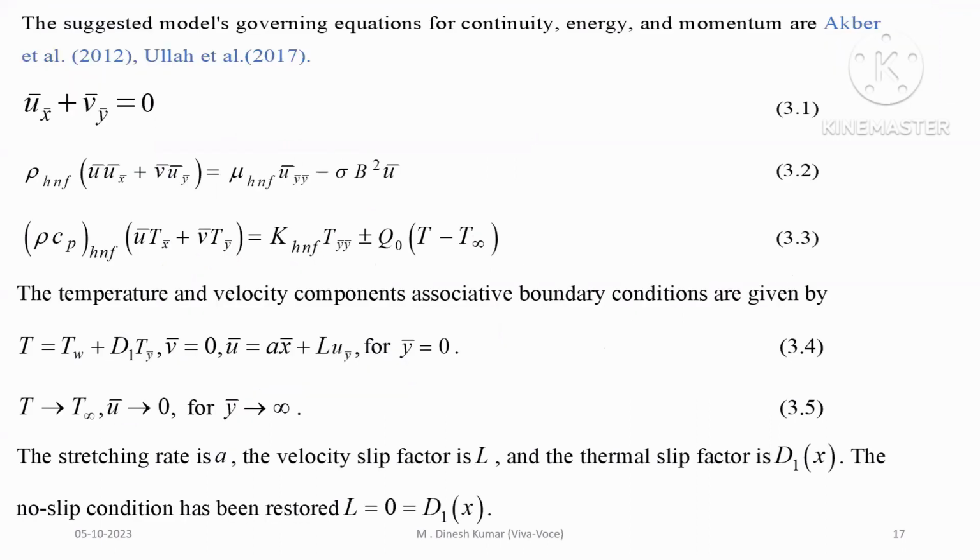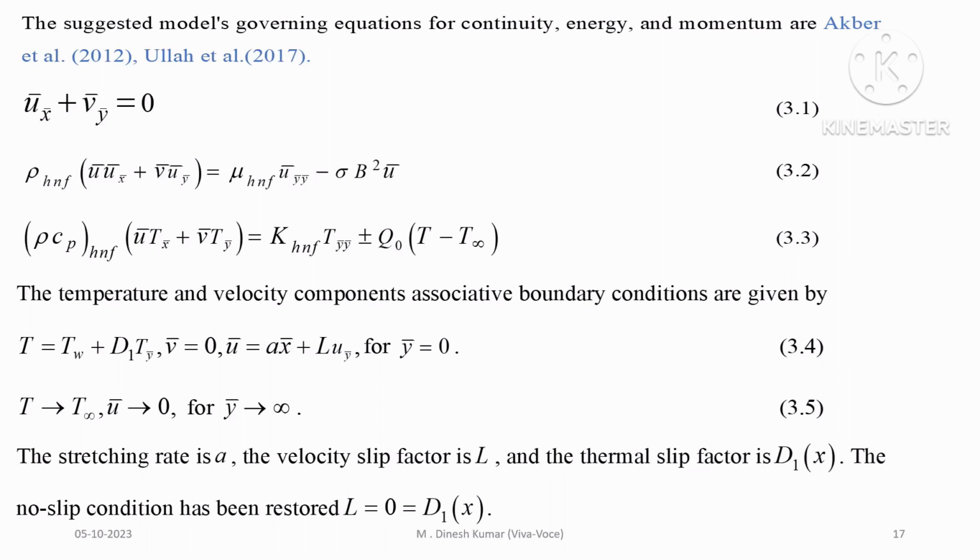Equation 3.1 represents the continuity equation, and 3.2 represents the momentum equation, with which you can analyze the momentum of the fluid. Equation 3.3 represents the energy equation, so you can find the temperature. Here the term sigma B squared represents the magnetic effect, and the term Q naught (T minus T infinity) represents the heat source or sink. In this study, I am going to apply the heat source.